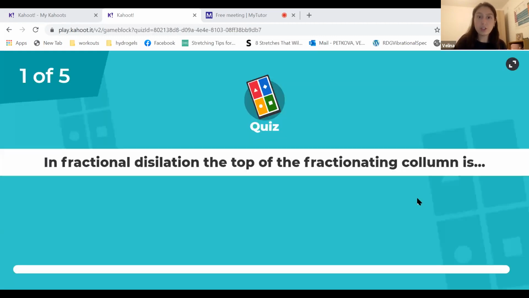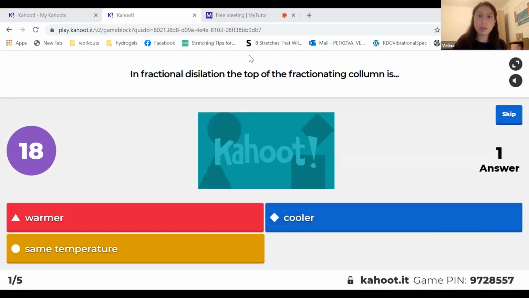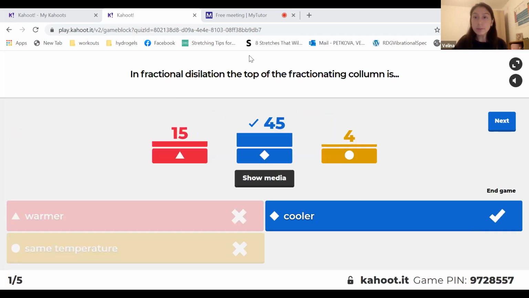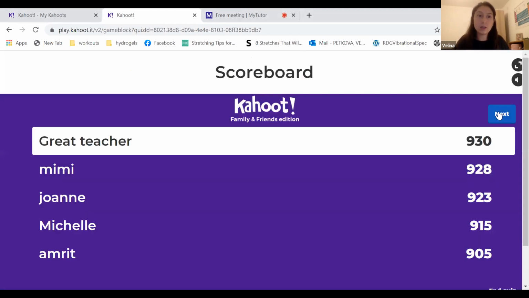So in fractional distillation, the top of the fractionating column is... How do I revise? I'm going to go through that soon after these. What careers are there if you do chemistry? There's lots of careers. Currently, I'm looking at jobs. You can do anything after a chemistry degree, really. Okay, brilliant. Well done to everyone. Cooler. So yeah, the top is cooler, the bottom is hotter. Well done to great teacher.